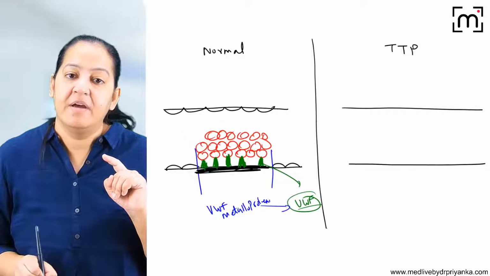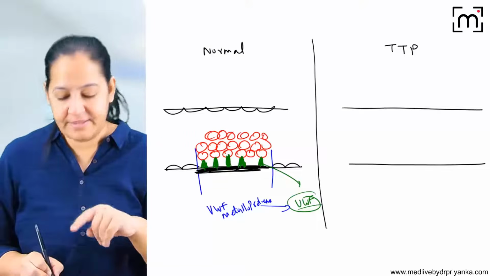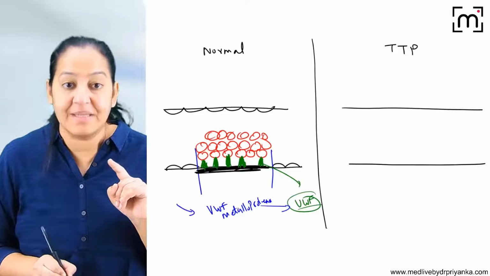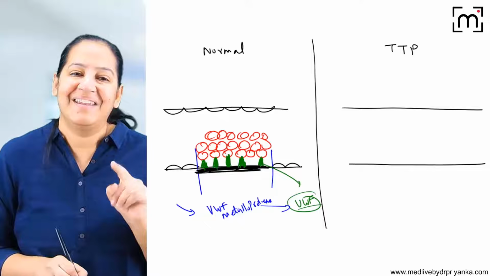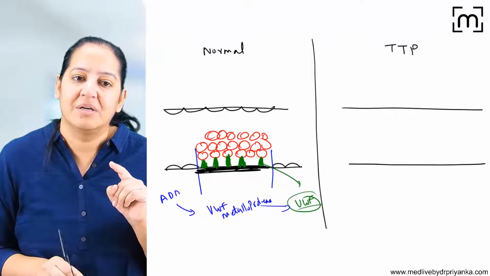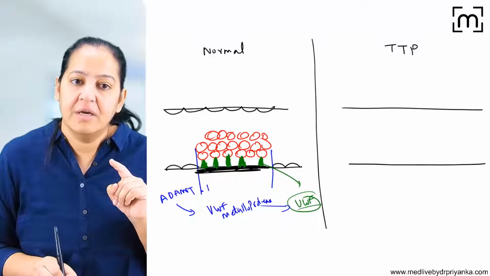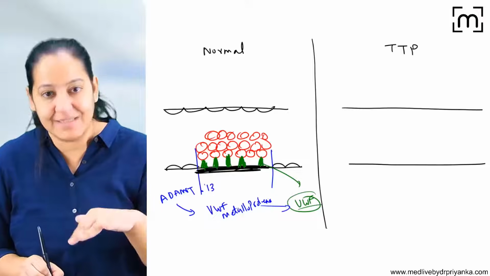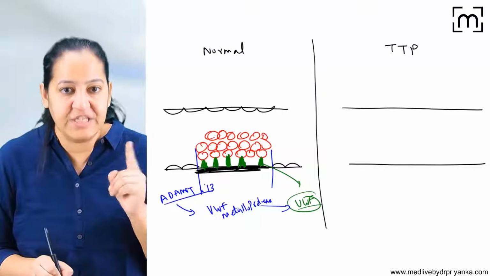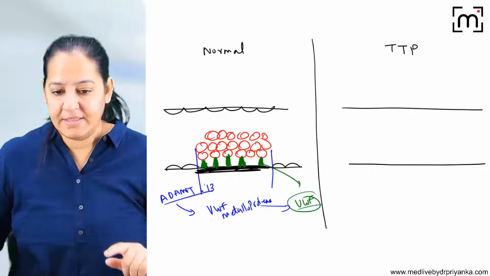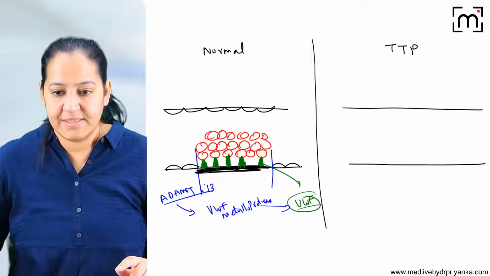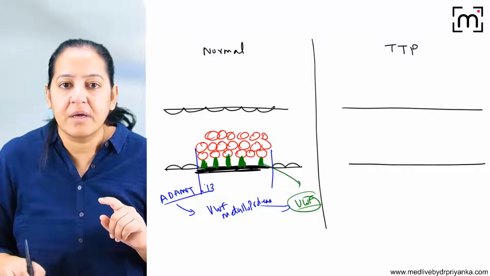This is the enzyme which causes destruction of von Willebrand factor. And for the synthesis of this enzyme, we require a gene. The name of that gene is ADAMTS13 gene. So this is the gene that makes this enzyme.